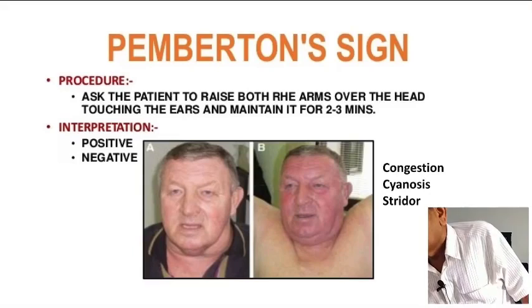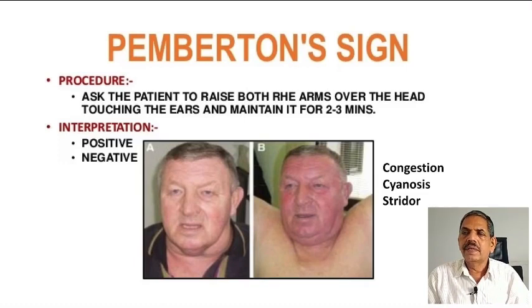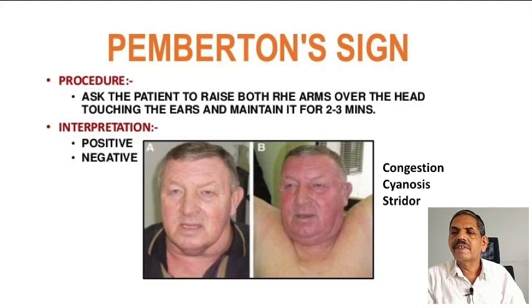In a large retrosternal goiter, it may cork the thoracic inlet. When the patient keeps both upper limbs along the sides of the ears, there can be corking up of the thoracic inlet, causing obstruction to the superior vena cava, and therefore the patient may get a suffused, cyanosed face, or sometimes may even develop stridor. This is what is called the Pemberton sign.